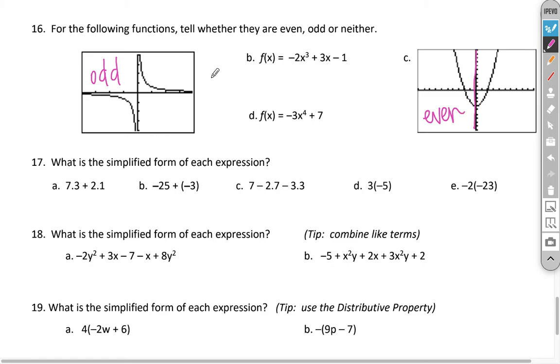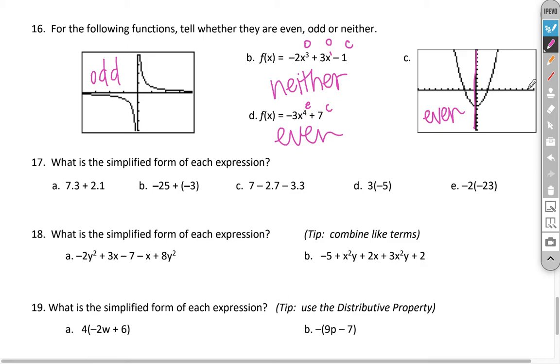Now let's look at our functions, right? So we are looking at exponents and constants. So we have x cubed, that's odd. Remember there's an imaginary 1 here, so that's also odd. And we have a constant. Well, we can't have odds and constants together, so this one is neither. If it were just these, if we took away this minus 1, it would be odd, but because of that constant, it's neither. We've got x to the 4th power, this is even, and we have a constant. Well, remember we can have constants in our even function, so this one is even.